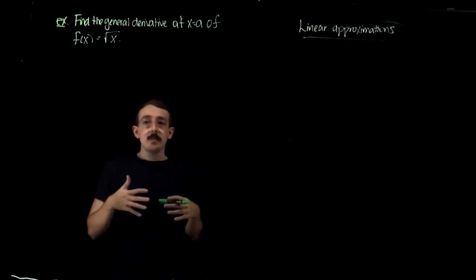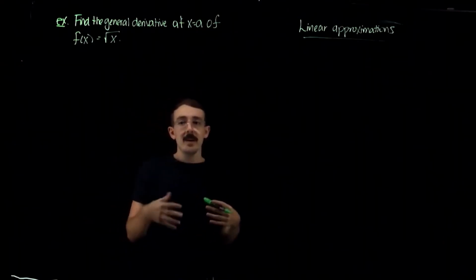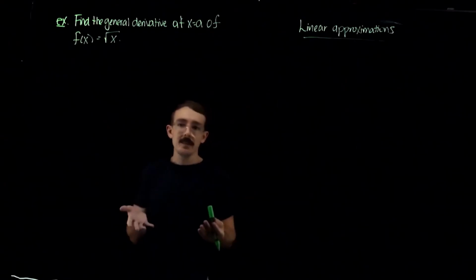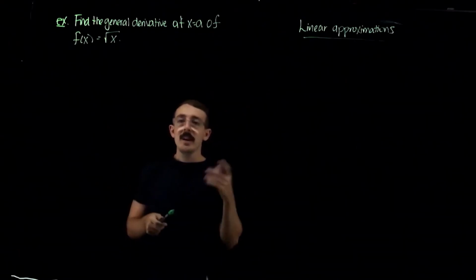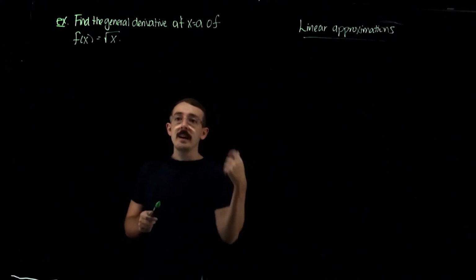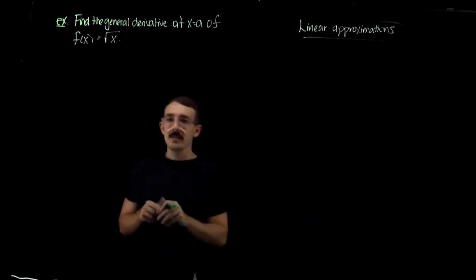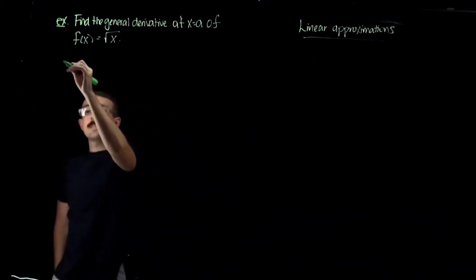The difference here is I'm going to find the general derivative at a. So I'm not going to plug in a specific x value. I'm actually just going to plug in a when I'm done. And I'll have a general formula so that no matter what x is, I could plug that in later and evaluate the derivative. So let's go ahead and do this.